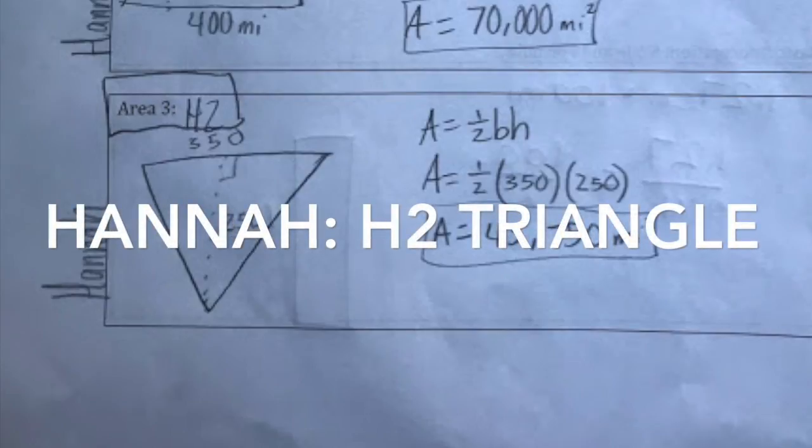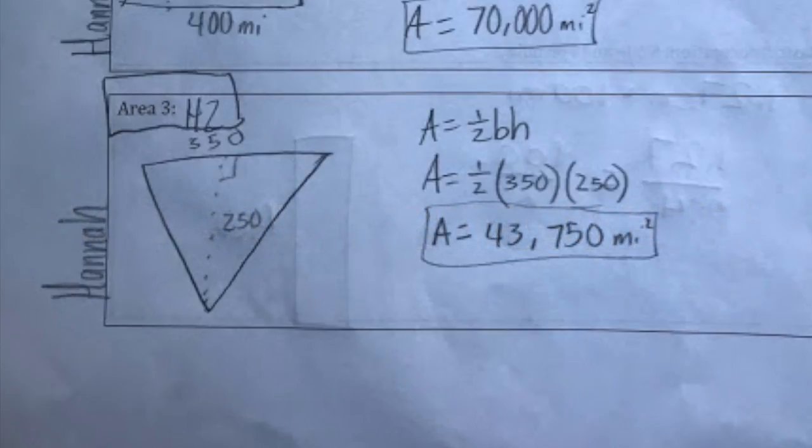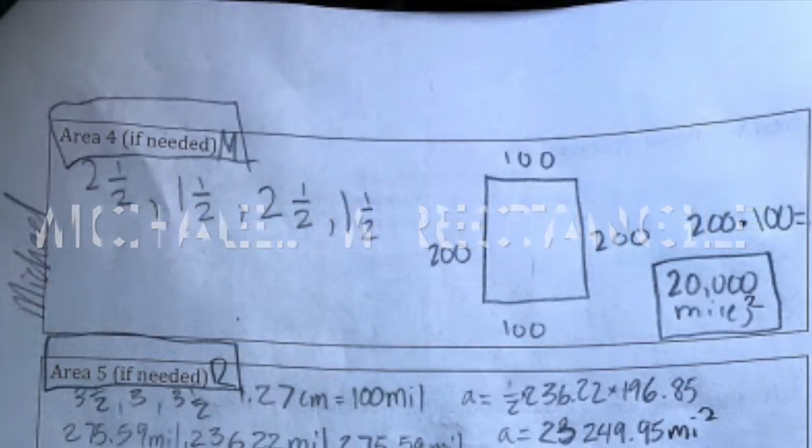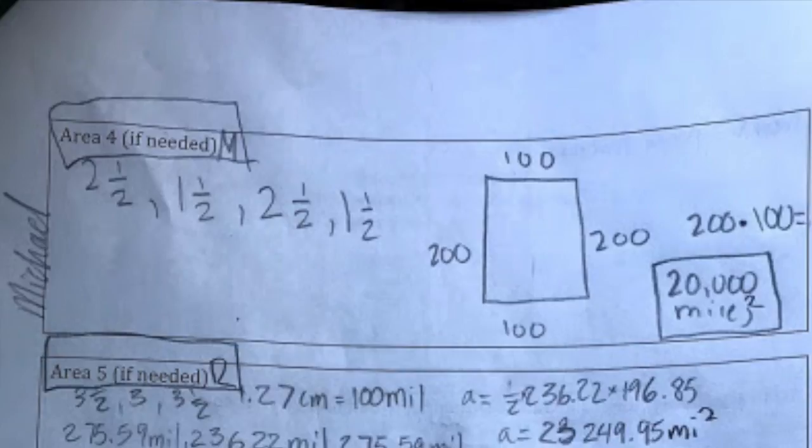The next shape I used to find the area was a triangle. For the height, I got 250, and for the base, I got 350. I used these because I converted centimeters to miles. Since we know that a triangle is 1/2 base times height, I plugged it in using the base of 350 and the height as 250. My area is now 1/2 350 times 250. And the final result was the area was 43,750 miles.